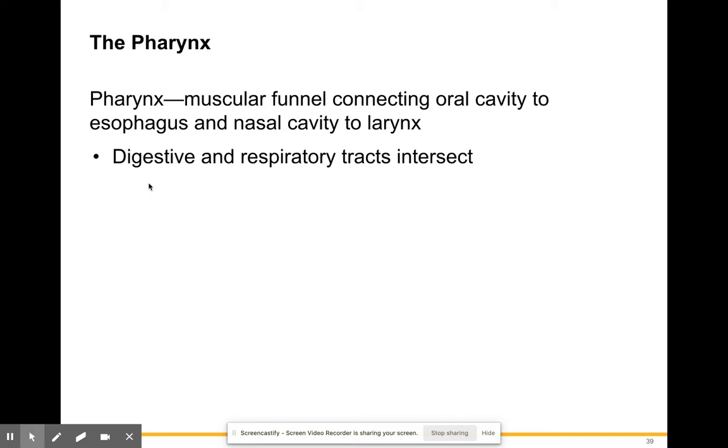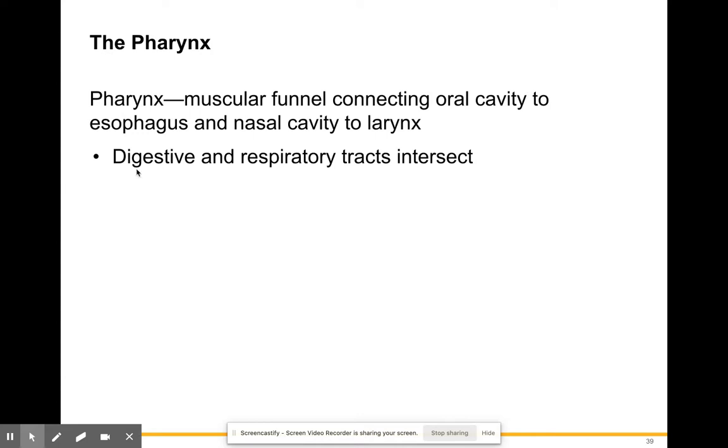This is where the digestive and respiratory tracts are going to intersect. So this is where the mouth eventually has to become the trachea, and the throat has to become the esophagus. And this is where it happens. The pharynx is that fork in the road, so to speak, right?